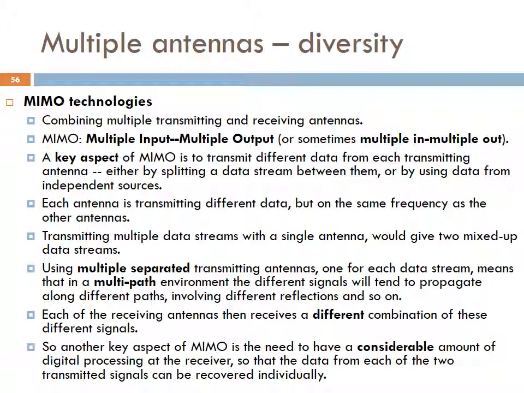The most important technique used nowadays, compared to the two previous ones, is MIMO, multiple input, multiple output. So here we are combining multiple transmitting and receiving antennas. We can have, for example, 2x2 MIMO, two transmitting and two receiving, 3x3 MIMO, and so on. A key aspect of MIMO is to transmit different data from each transmitting antenna. So we are transmitting different data. We are increasing the capacity of transmitting data using MIMO.